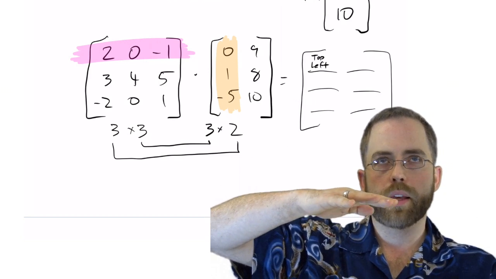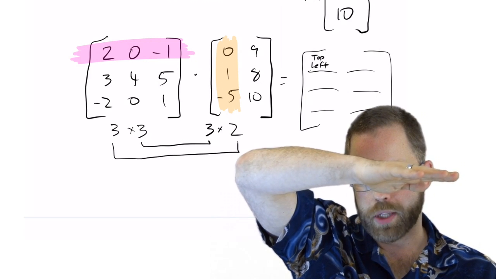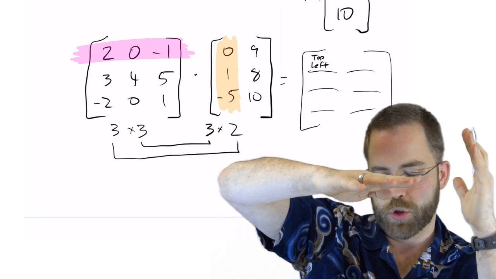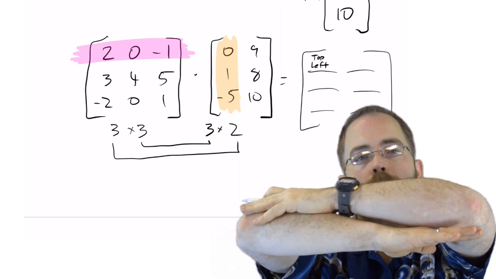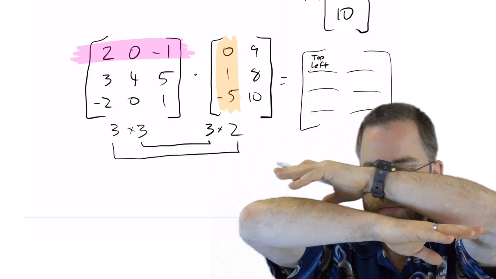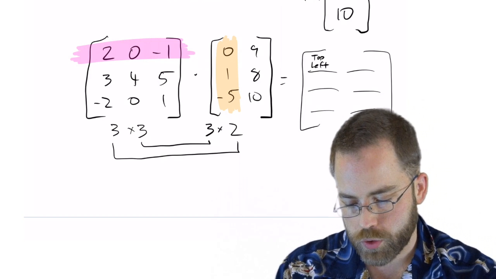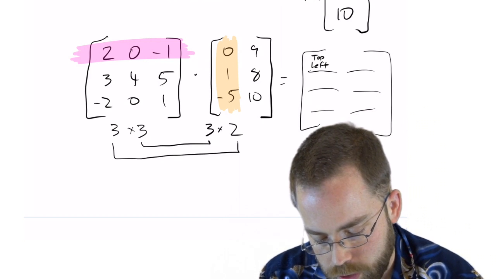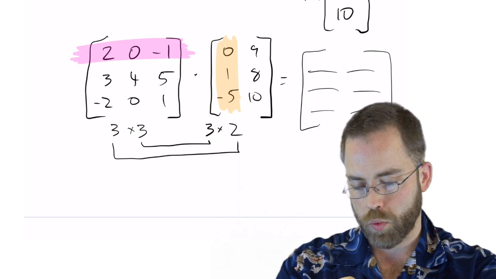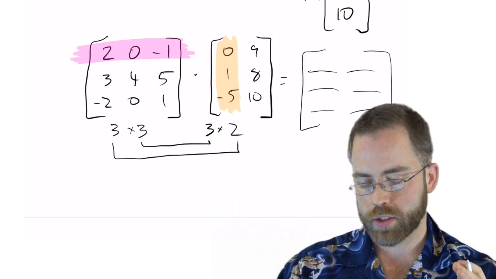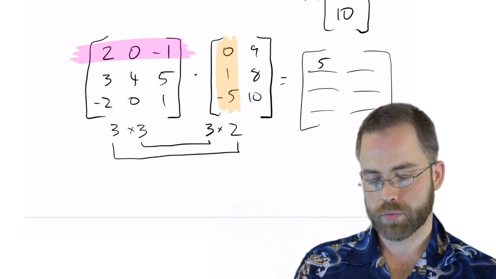So now when I think about that in my mind, I've got my left arm at the pink and my right arm at the orange, and I'm visually looking at the problem, and I'm gonna smash those two together by bending my right arm over, hi-ya, on top of my left. So who comes together when we do that? I've got 2 × 0, I've got 0 × 1, and I've got -1 × -5, so that's just a total of 5, okay?